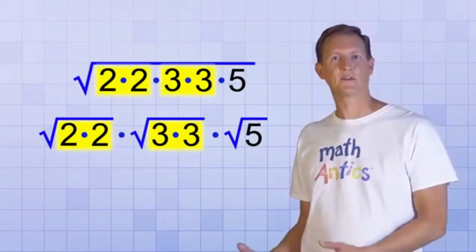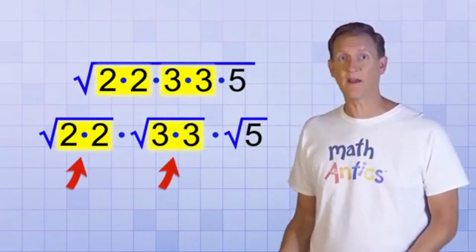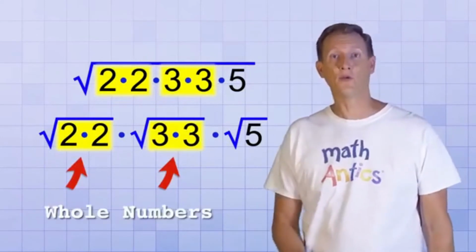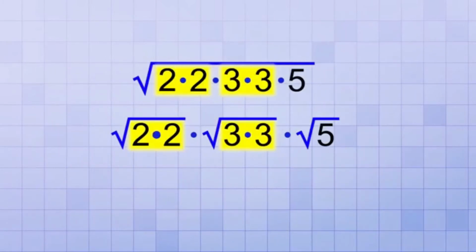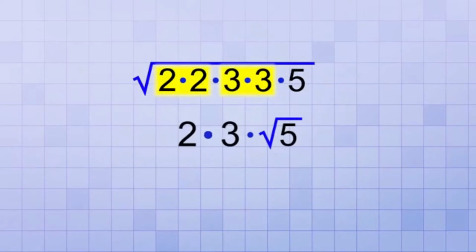Now we can simplify the square roots of the perfect squares that we found so that they just become whole numbers. The square root of 2 times 2 simplifies to 2, and the square root of 3 times 3 simplifies to 3. That gives us 2 times 3 times the square root of 5. The square root of 5 can't be simplified any further. 5 is a prime number, so its only factors are 1 and itself.